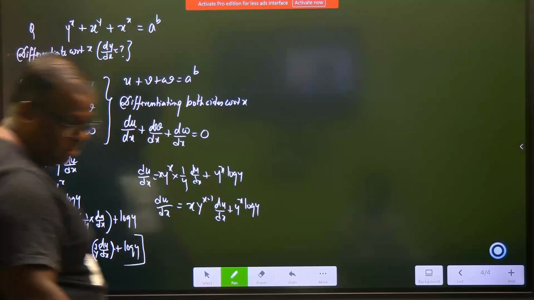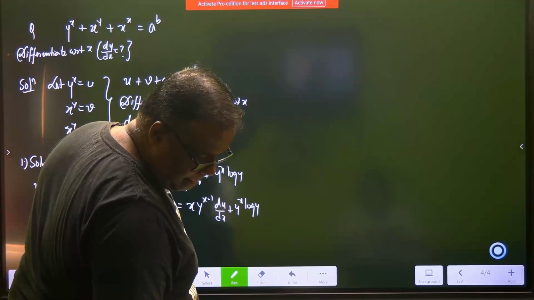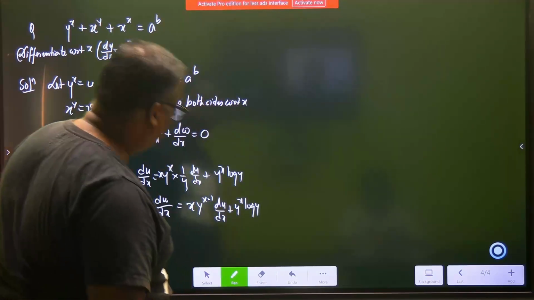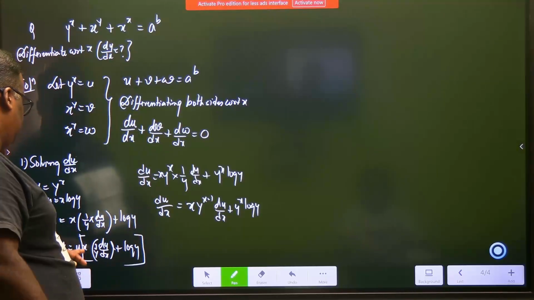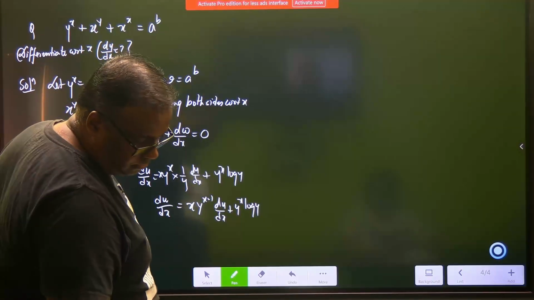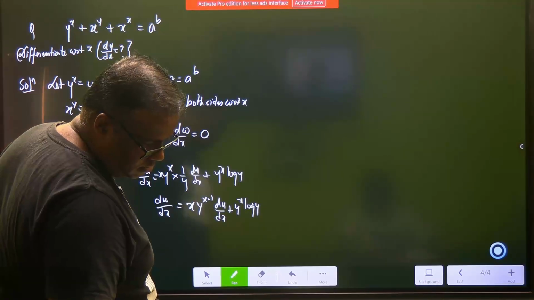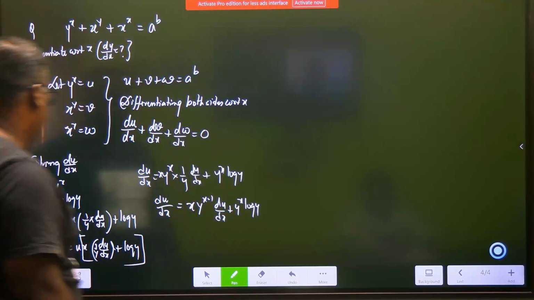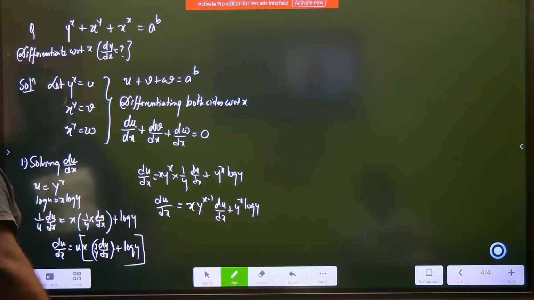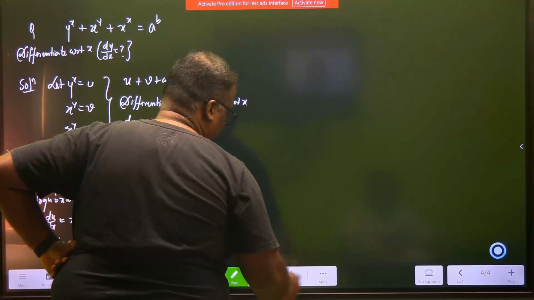Just check whether we have got this. In the book, they have retained it up to this step only. In fact, I have put there also y to the power x. Yeah, fine, we are fine, nothing wrong. Now the next differentiation we have to do.